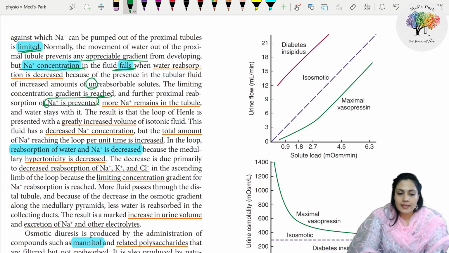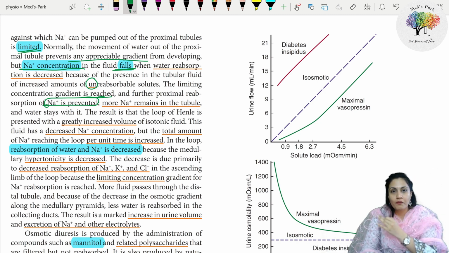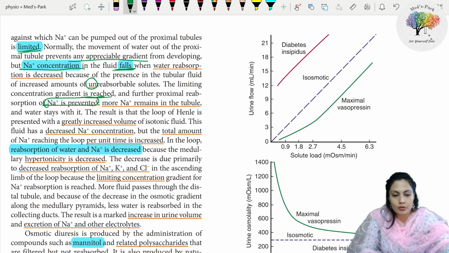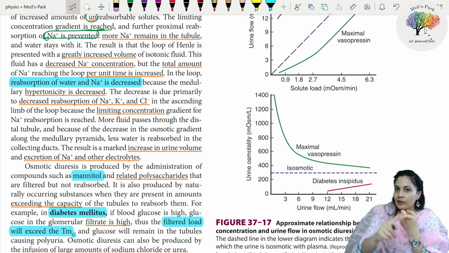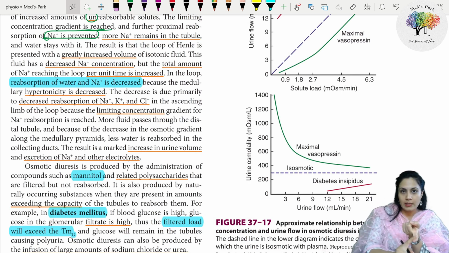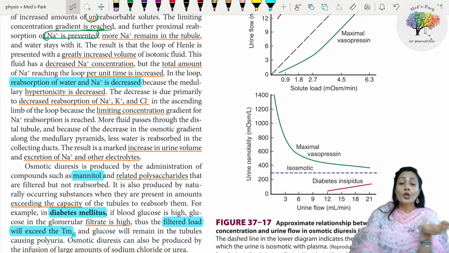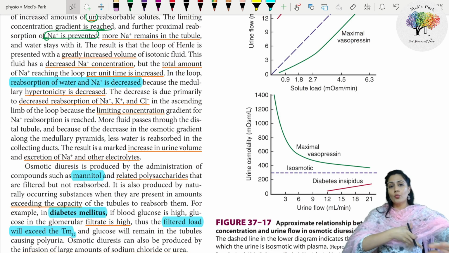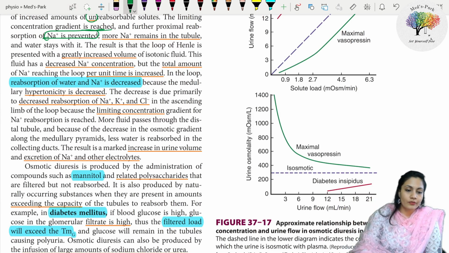The result is that the loop of Henle is presented with a greatly increased volume of isotonic fluid. More volume is going to come into the loop of Henle since unreabsorbable solutes were there, right? Since the water was there, the limiting concentration gradient of the sodium is reached. Sodium also cannot go out. So all three of them are going to go towards the loop of Henle, which is going to be isotonic.